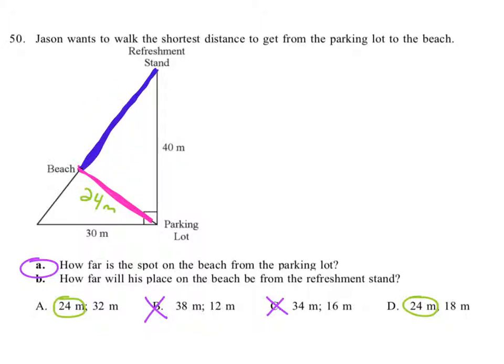Well, it's not going to be less than 24, and D has an answer that's less than that length. That pink length from the parking lot to the beach is shorter than this length here from the beach to the refreshment stand. Hopefully you can see the logic of why it's shorter. So this side is longer and that side's shorter. This side has to be a bigger number than 24, and so it can't be D. And so we're going to choose A as our answer.